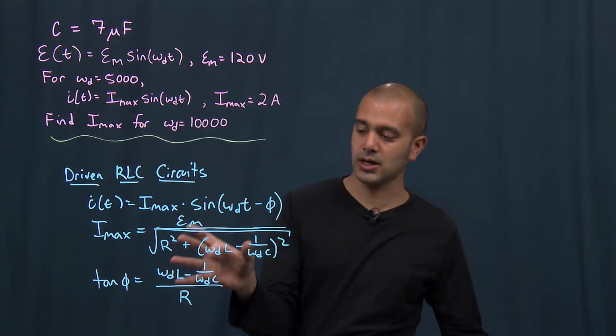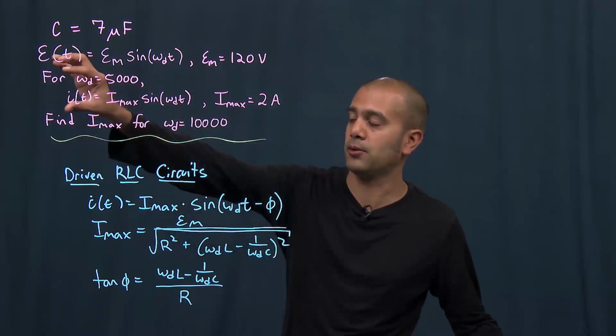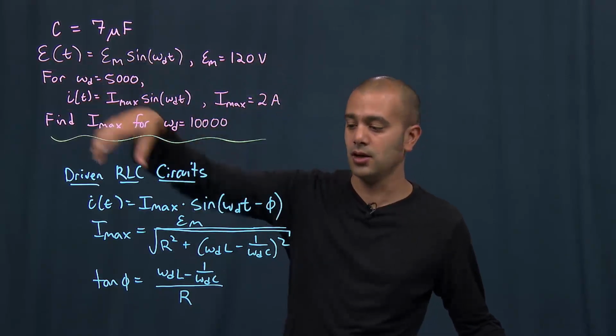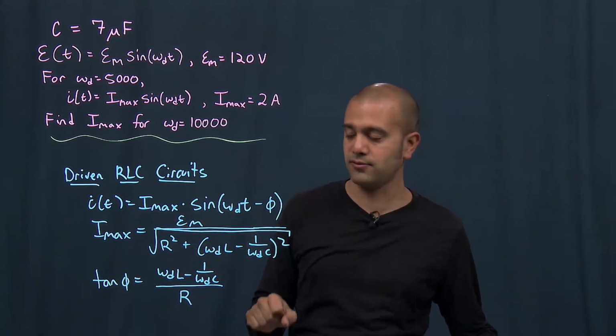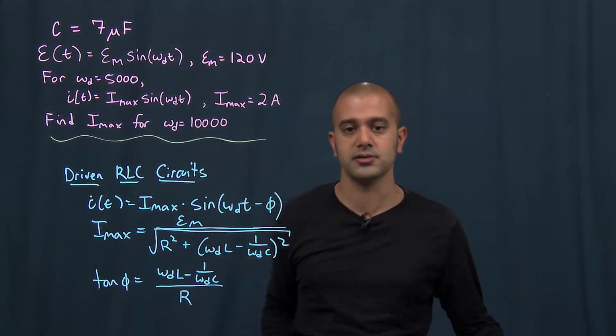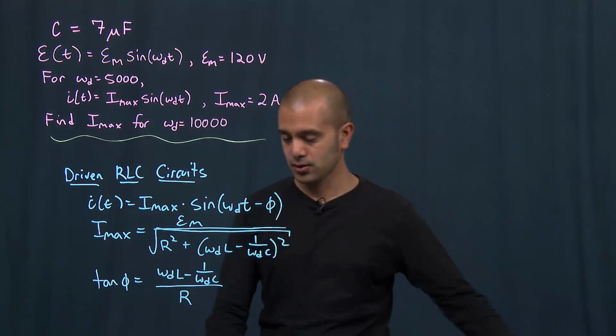So those two terms are missing, and our approach here will be to use what we know about what happens at 5,000 radians per second to hopefully find out what R and L are. And once we know those, we can just plug them right in for omega d equals 10,000 and find out what the max current is there.